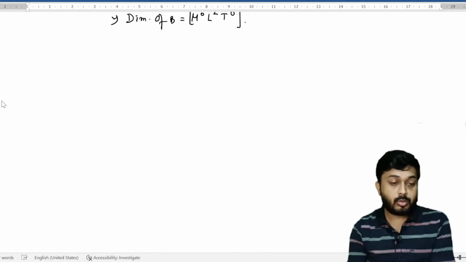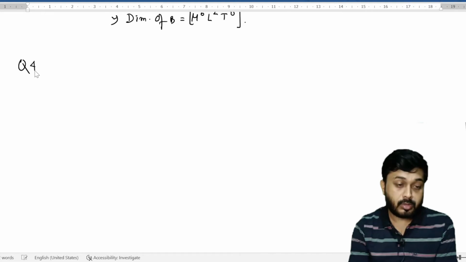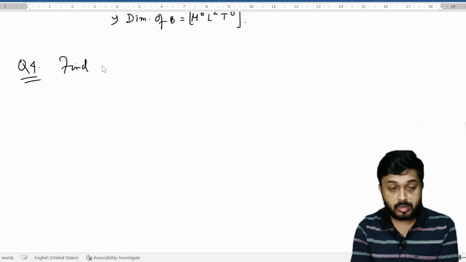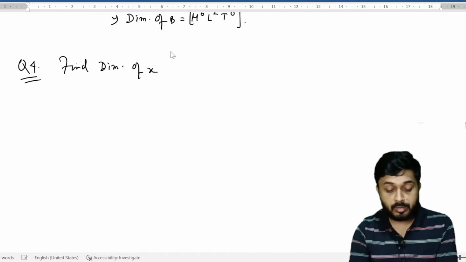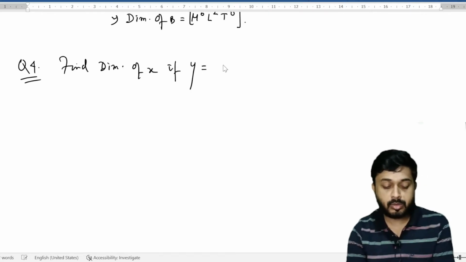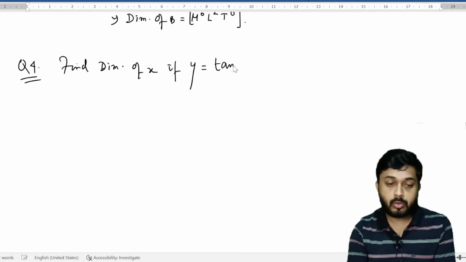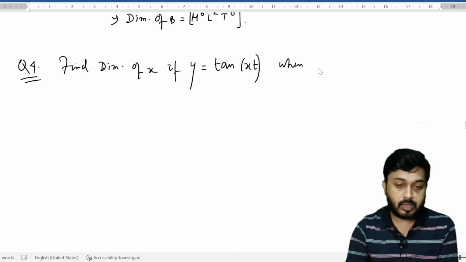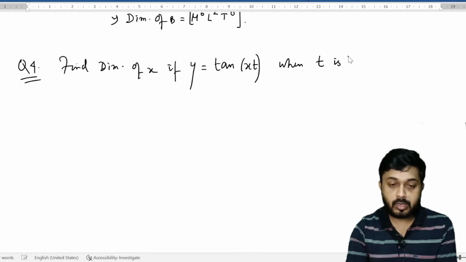After that, let's do another thing. Question number 4. Find the dimensions of x if an equation is given. The equation is y equal to tan of xt, and it is given as well that t is time.